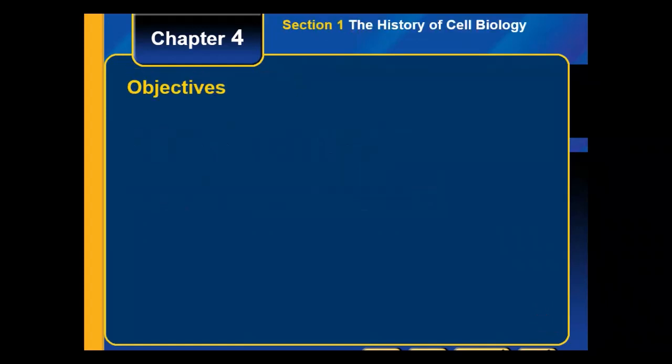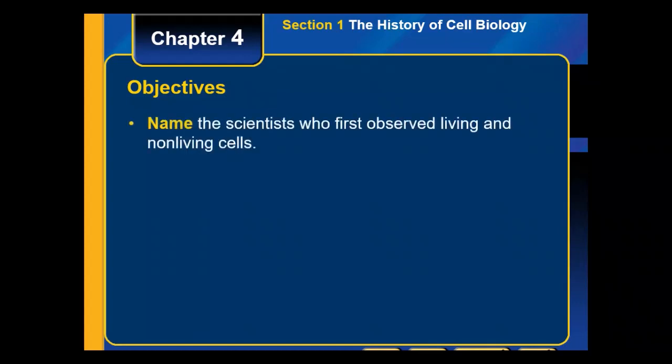In Section 1, titled The History of Cell Biology, our objectives are to gain an understanding of some key aspects related to the history and significance of cells. Let's take a closer look at our objectives. Objective 1. We will start by naming the scientists who made the groundbreaking observations of both living and non-living cells. These scientists played a pivotal role in unraveling the mysteries of the microscopic world.